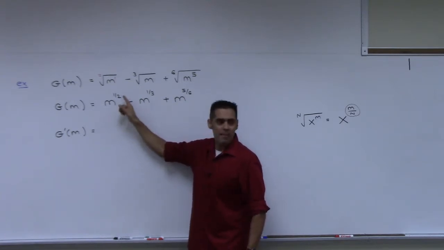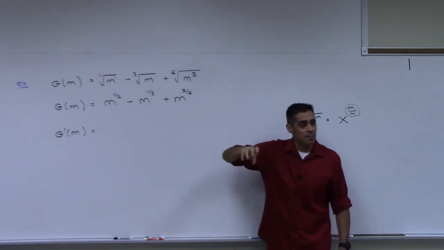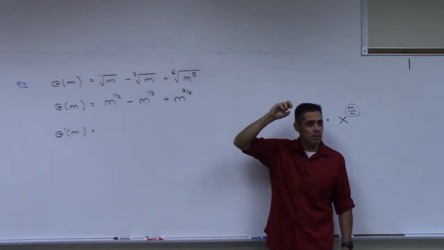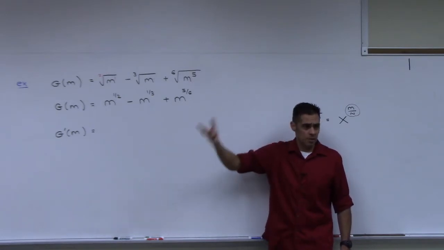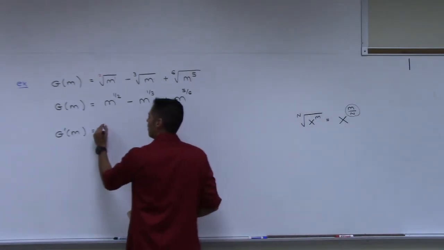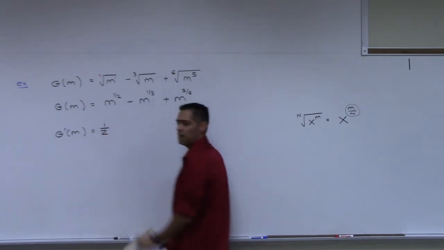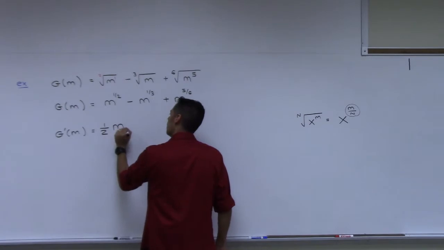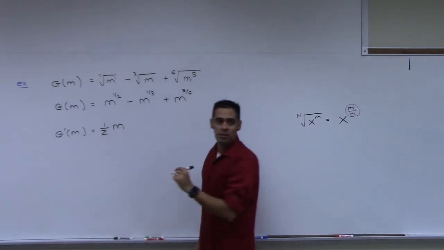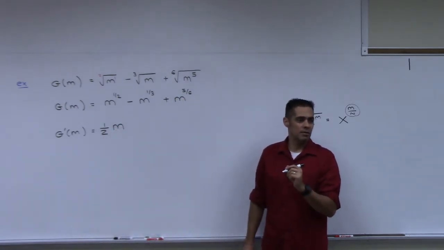What do you want to do with that power? Because you have something to a power, right? So what have we been doing with the powers when we're taking derivatives? Move it to the front. Okay, so you're going to put a 1/2 out here. Is that all right? 1/2 like this. And then m. And then unfortunately for you, you now have to subtract 1, don't you?